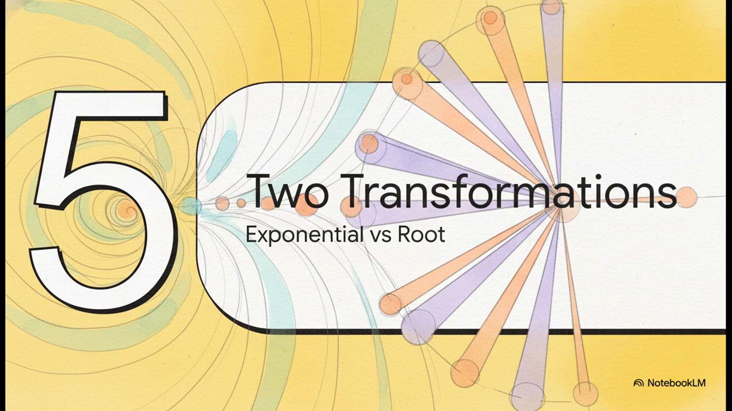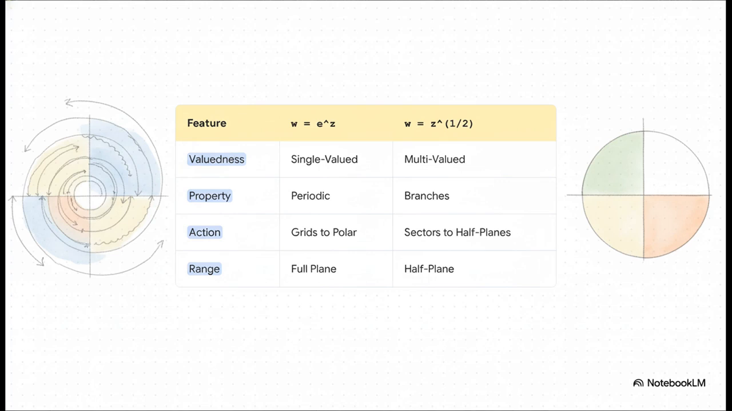All right, let's put our two star players, the exponential and the square root, side by side. This will really help us understand their totally different geometric characters and how they reshape the plane. So this table really sums up the key difference. The exponential function is single-valued and periodic. Its main geometric move is to wrap the plane around the origin over and over and over again. In contrast, the root function is multi-valued and it needs branches to work. Its action is to unwrap the plane, taking a full circle's worth of inputs and mapping them to just a half plane.